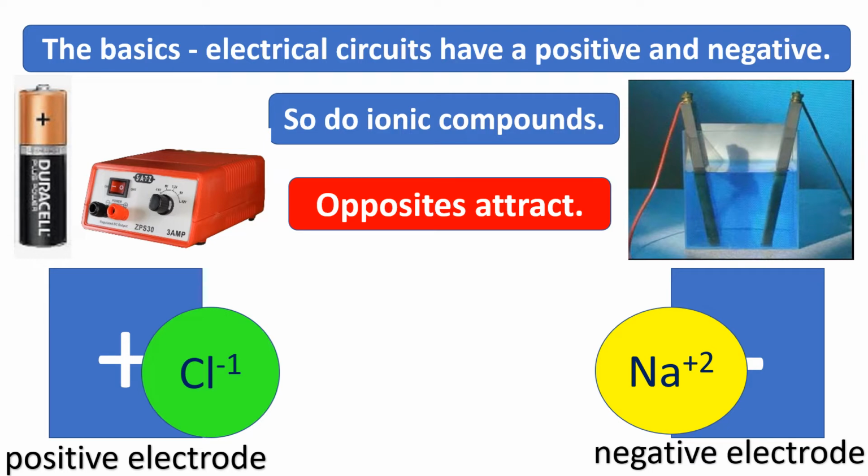The positive, in this case sodium, goes to the negative electrode, and the negative chlorine, so that'll be chlorine gas, goes to the positive electrode. Opposites attract. If you are answering a question on electrolysis and you are not talking about positives going to negatives and negatives going to positives, and the phrase opposites attract in some way, then you are not answering the question correctly.